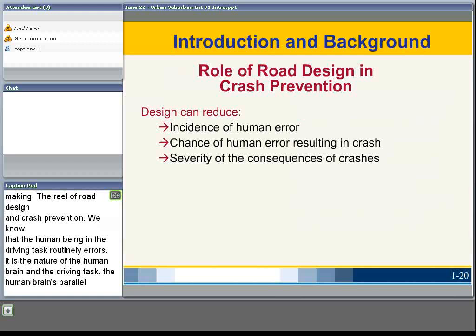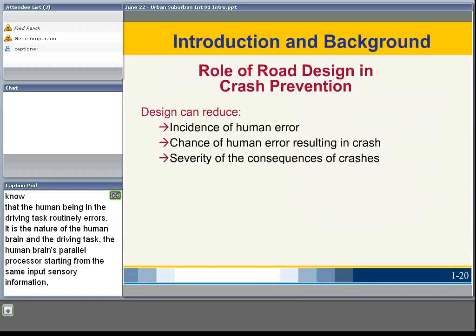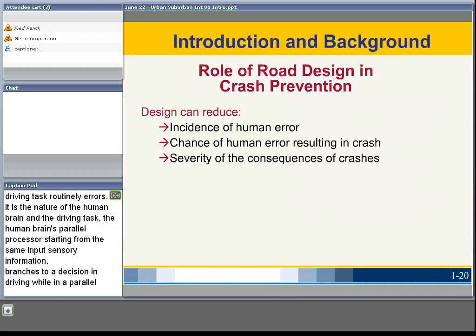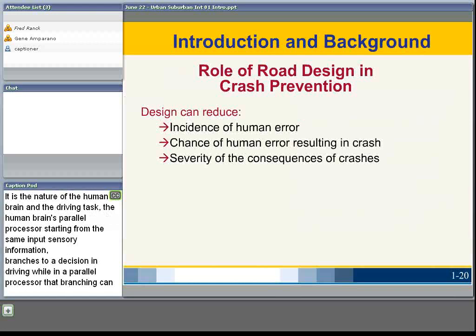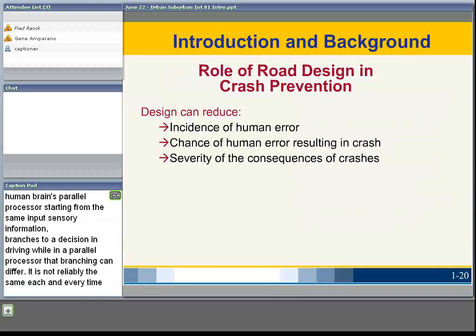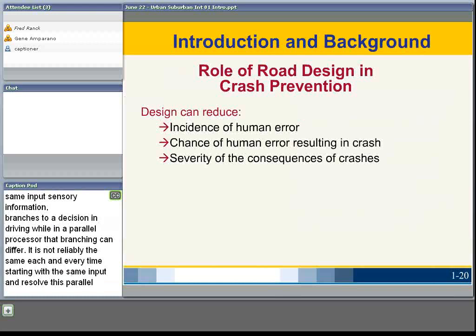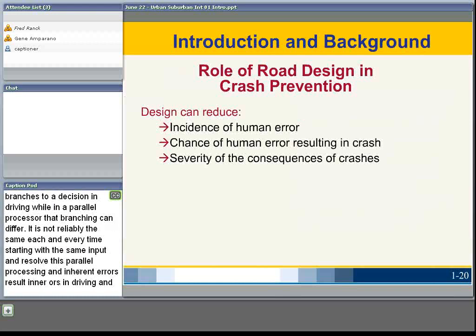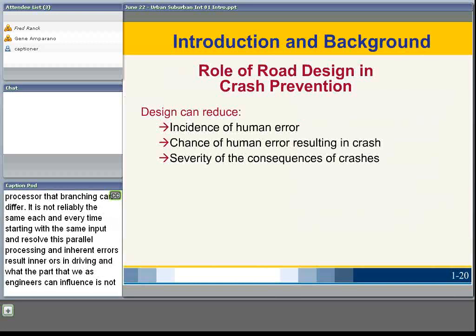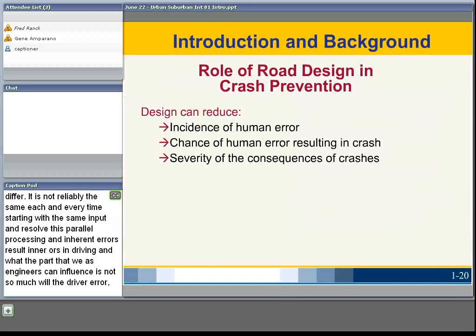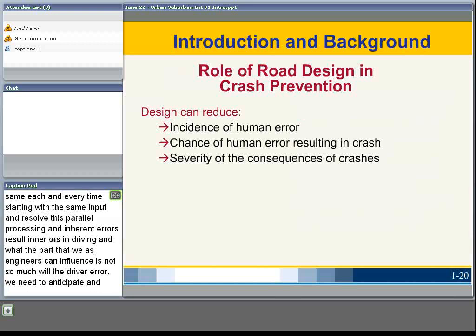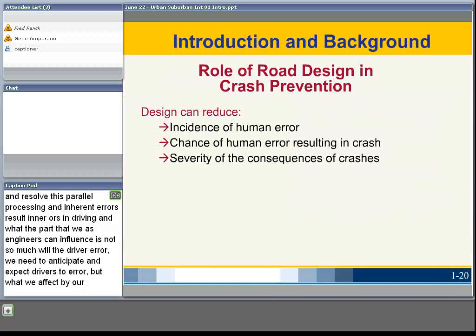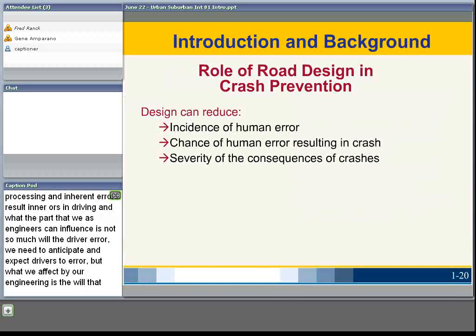The role of road design in crash prevention. We know that the human being in the driving task routinely errs. It's the nature of the human brain in the driving task. The human brain is a parallel processor, starting from the same input sensory information, branching to a decision in driving. Well, in a parallel processor, that branching can differ. It's not reliably the same each and every time, starting with the same inputs. And this parallel processing and inherent errors result in errors in driving.